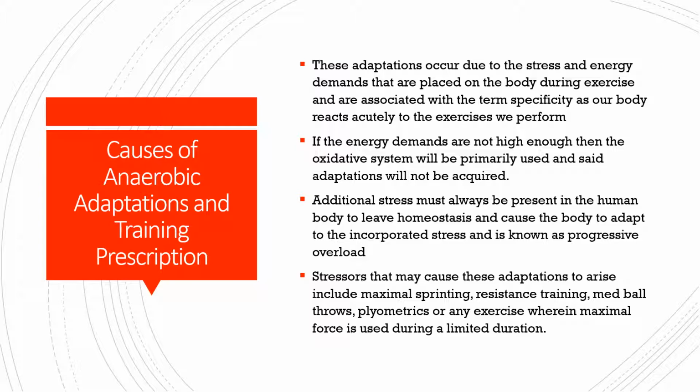Additional stress must always be present in the human body to leave homeostasis and cause the body to adapt to the newly incorporated stress, and this is known as progressive overload. Stressors that may cause these adaptations to arise include maximal sprinting, resistance training, med ball throws, plyometrics, or any form of exercise wherein maximal force is used during a limited duration.